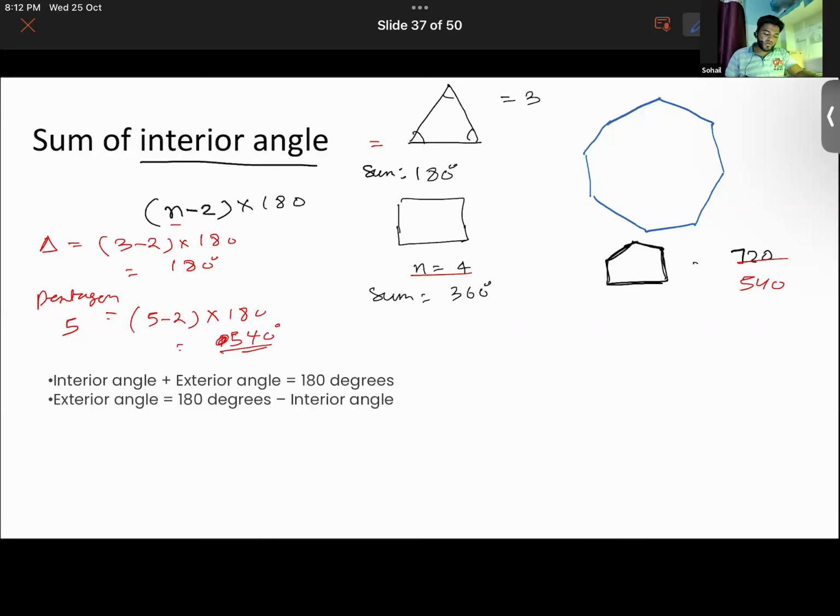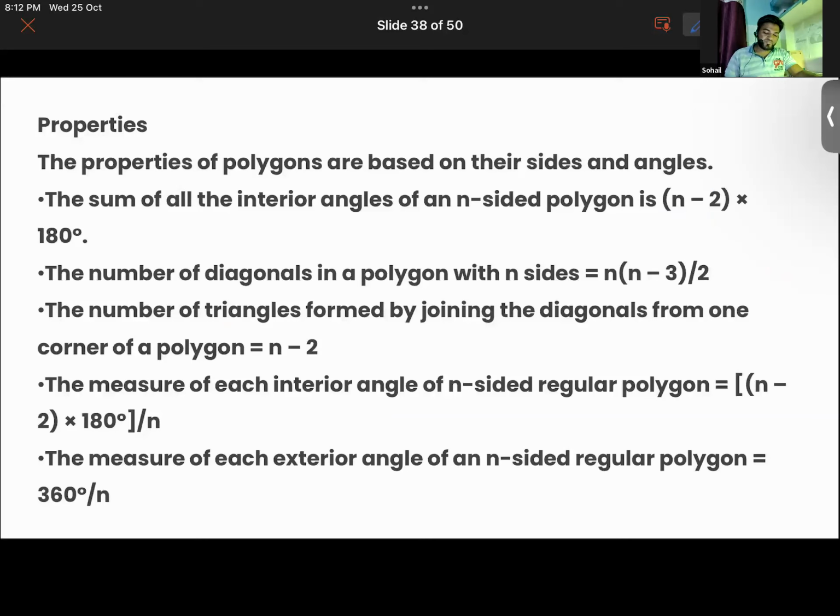And all of you already know that the sum of the interior and exterior angle is equal to 180. So if you are able to extend this figure, angle 1 and angle 2 will be measuring equal to 180. And using the same thing, you can find the exterior angle if the interior angle is provided by subtracting that from 180.